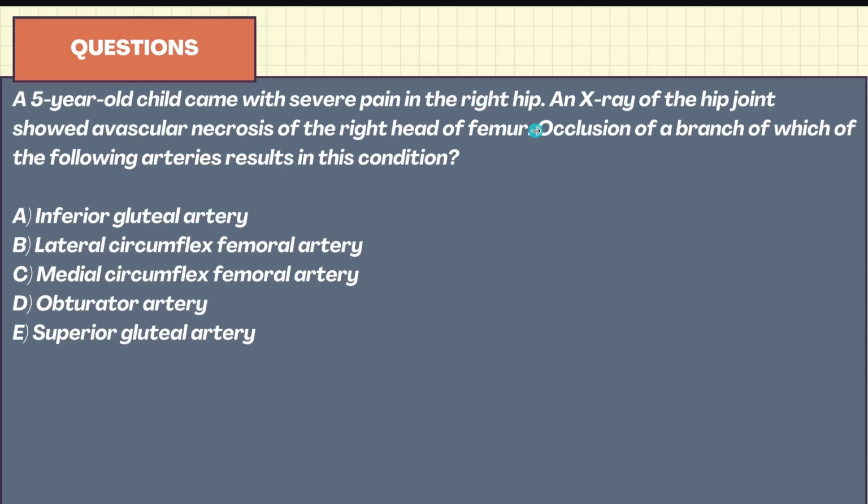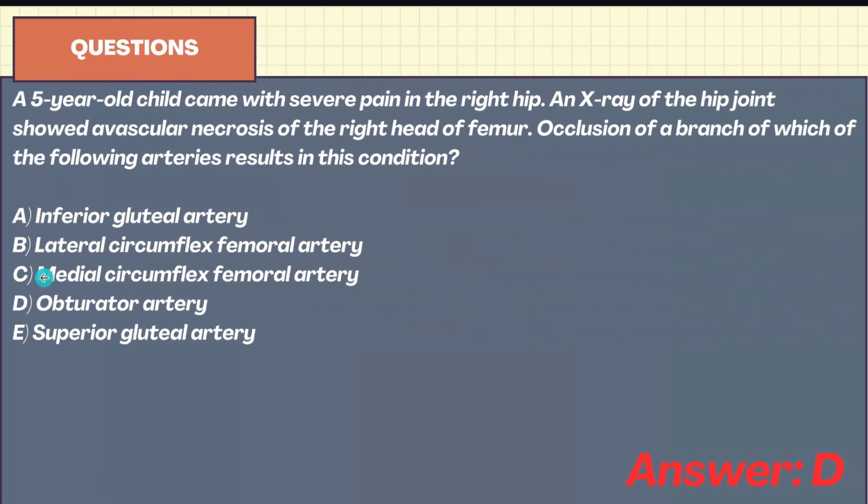A 5-year-old child came with severe pain in the right hip. An X-ray of the hip joint showed avascular necrosis of the right head of the femur. Occlusion of a branch of which of the following arteries result in this condition? Notice that the child here is 5 years old. So that means it's going to be obturator artery.